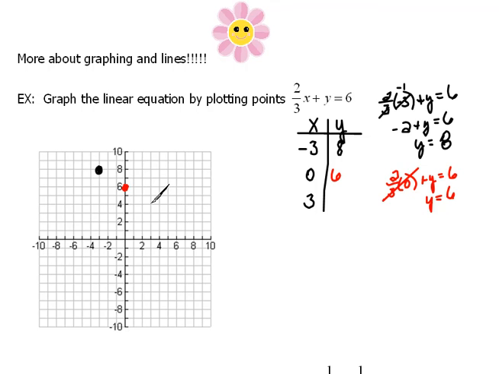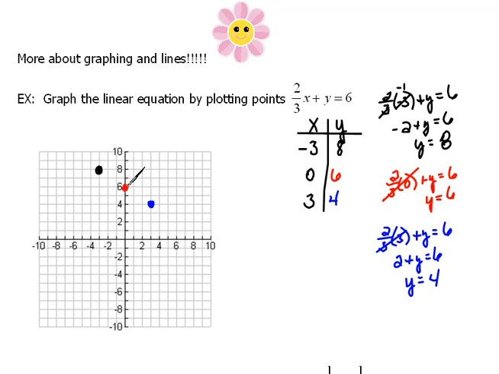Now normally 2 points is all you need to create a line. But since we're plotting points here, let's go ahead and do a third point just to make sure that we've not made any kind of mathematical errors. So if I choose an x value of 3, I do 2/3 times 3 plus y equals 6. Now our 3's will cancel, and we have 2 plus y equals 6. We have to subtract 2 from both sides, so y equals 4. So this is the point 3, 4. I'm going to plot that right there.